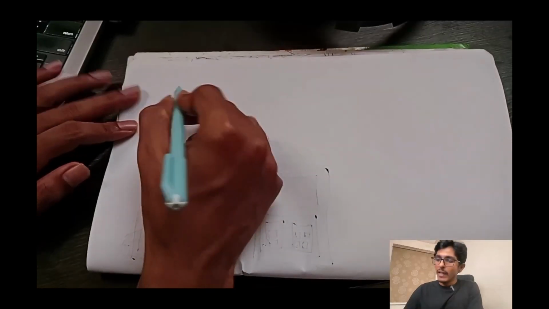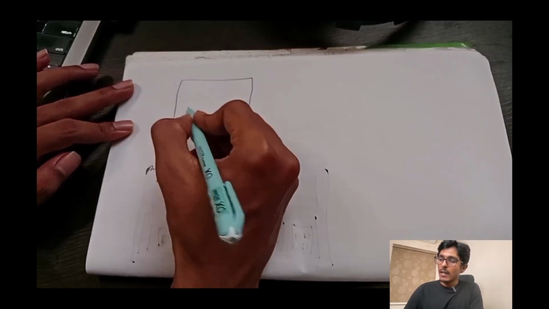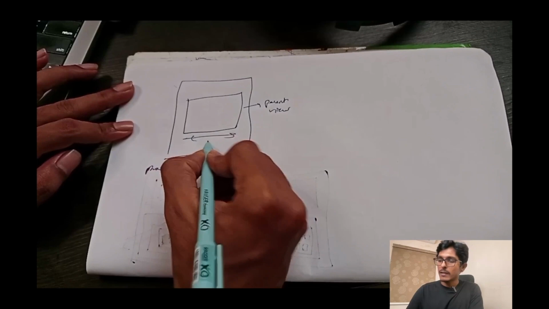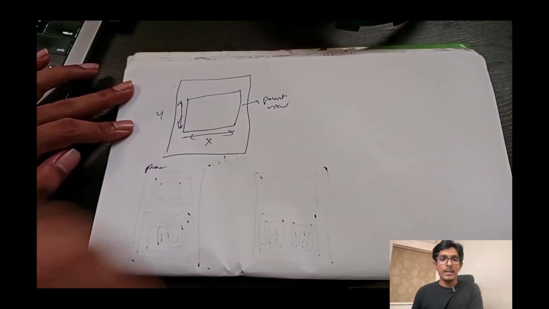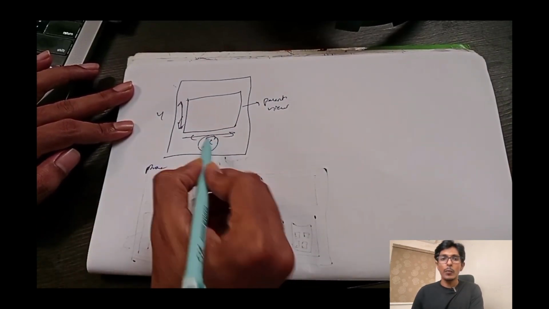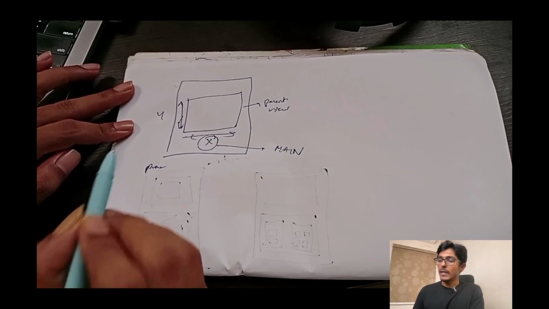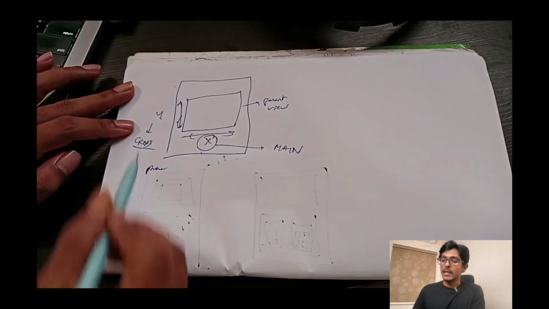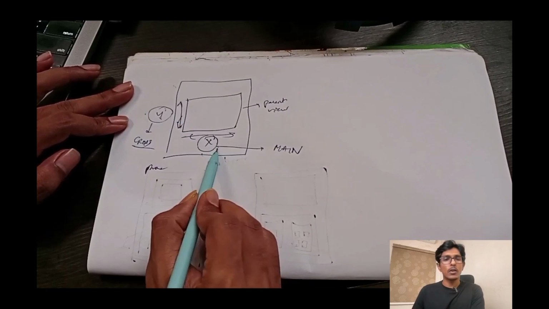Now every rectangle has 2 axes, the x-axis and the y-axis. So if we take this as our phone, and let's say there is a view here, the parent view, it has 2 axes, the x-axis and y-axis, and you can set one of these axes to be your main axis. So if you set x to be your main axis, then y becomes your cross axis. And instead if you set y to be main, then x becomes cross.